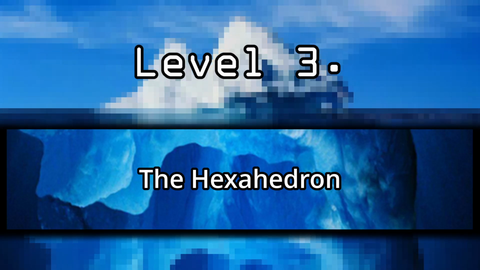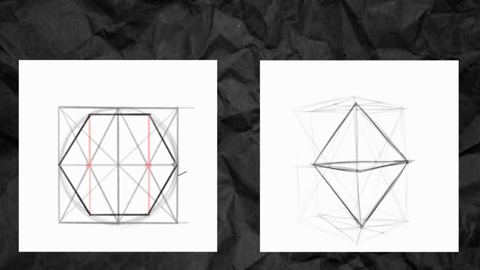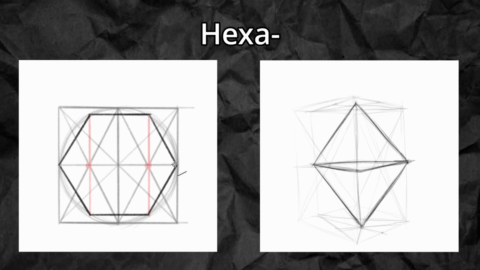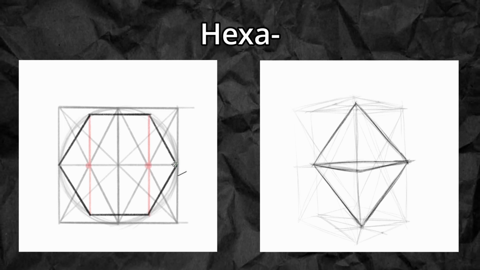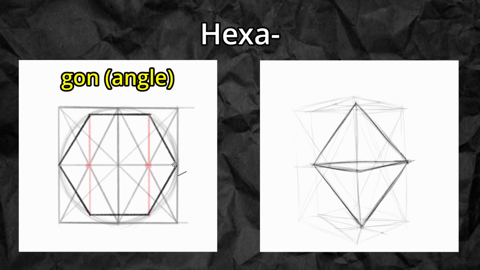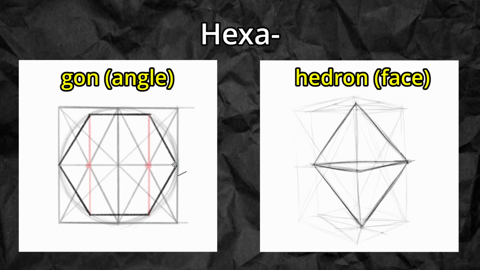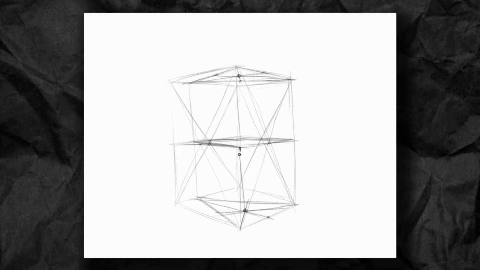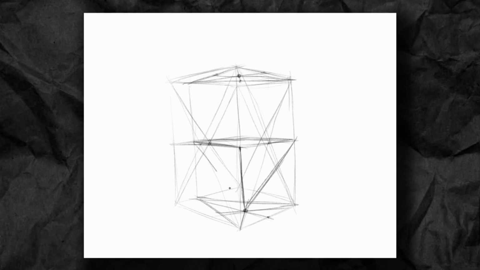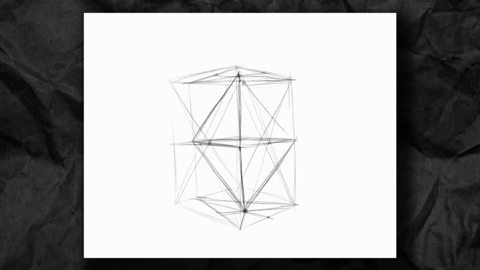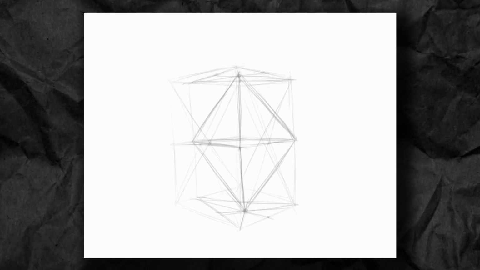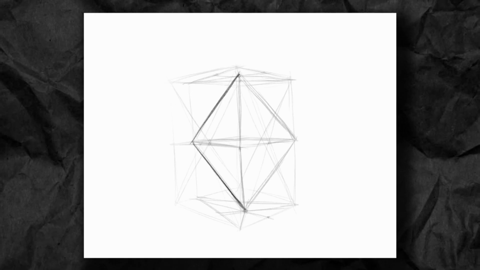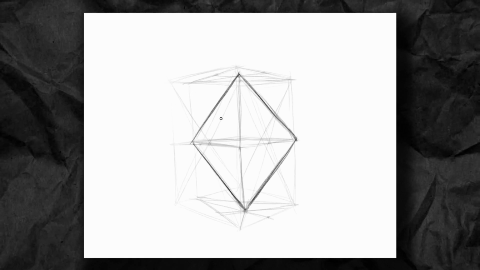Next, we have the hexahedron. Not to be confused with the hexagon, the hexa prefix means 6, and the two suffixes mean angle and face or base respectively. A hexahedron is composed of two tetrahedrons that face opposite directions. This means that it can be drawn in the same two ways as an octahedron.